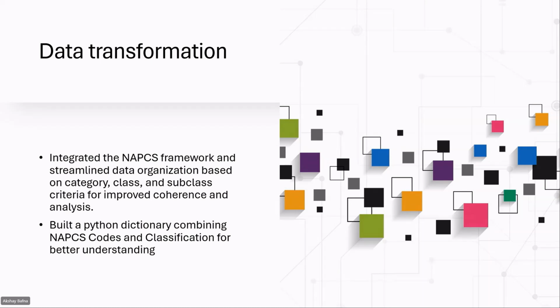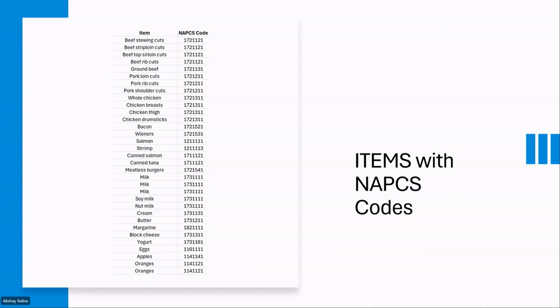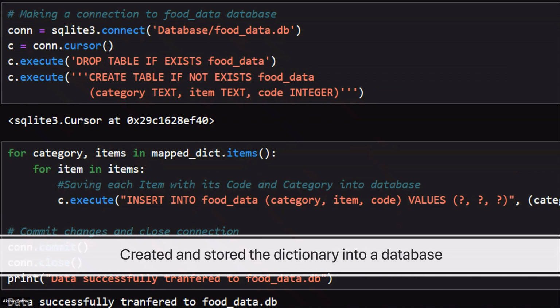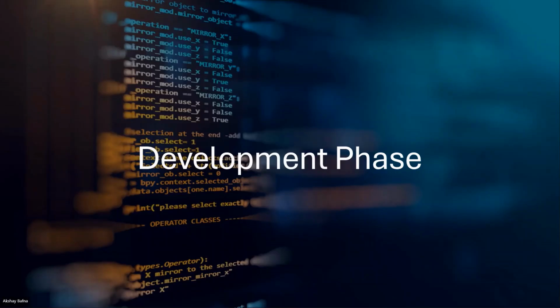Then there was a requirement from our client that we need to incorporate according to the NAPCS system. So this requirement we did in the middle phase. So the sheets, as you can see, have items and the NAPCS code accordingly. Then we have combined all the sheets into a dictionary. The code is mentioned here. Then what we did is we created and stored these dictionaries into an SQL database.